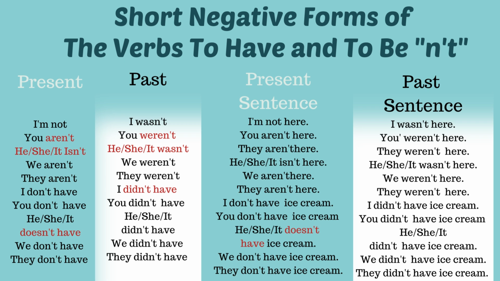So short negative forms of the verbs to have and to be. For the short negative forms, we remove the O from not, and we put an apostrophe instead of the O. So it ends up as N apostrophe T. So let's look at the short negative form of the verb to be.